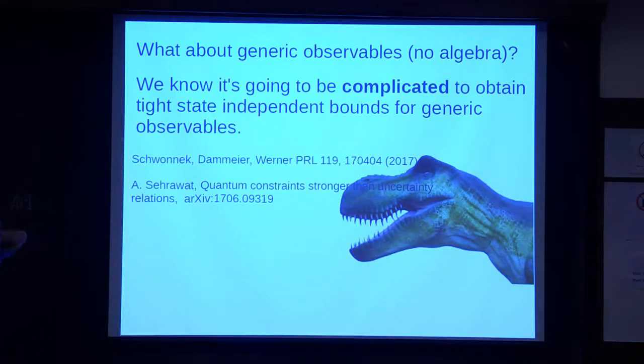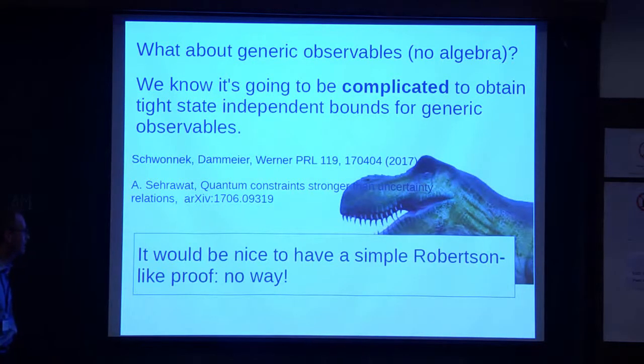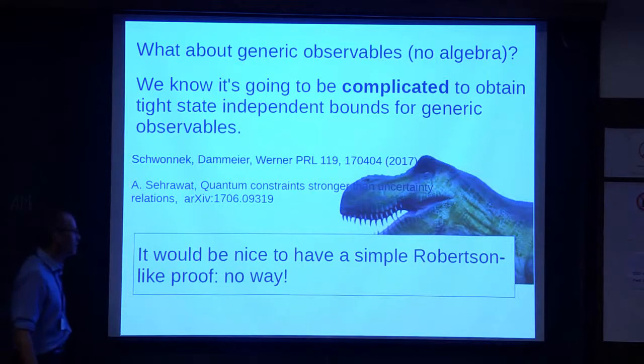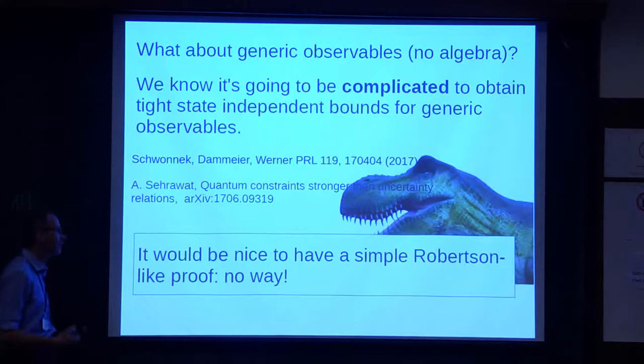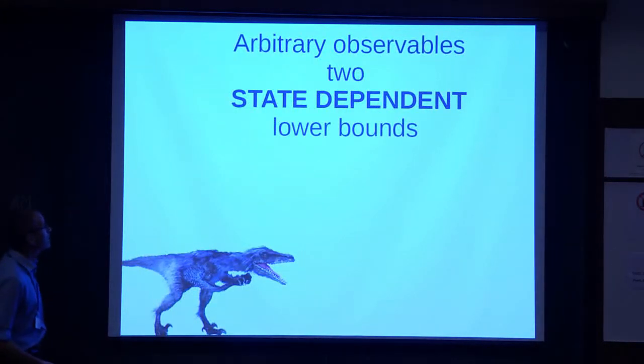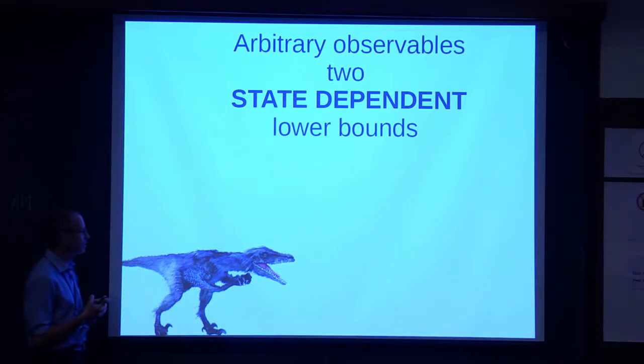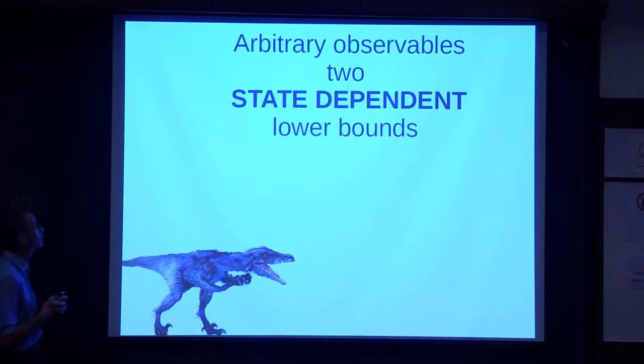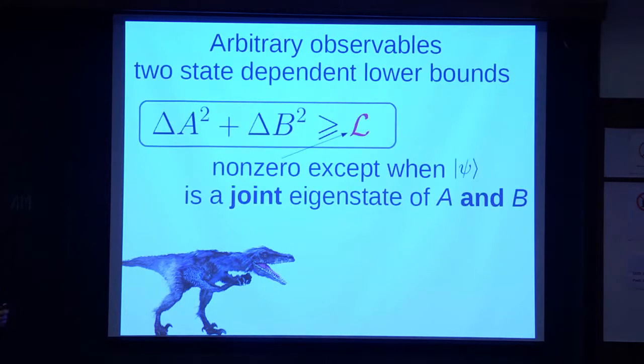So we don't think there will be a very simple one. It would be nice to have a simple expression for the sum of variances, like the Robertson one, but it doesn't seem to be possible. But it is possible to give state-dependent lower bounds, and this is work that I did with Arun Pati, and we gave two state-dependent lower bounds.